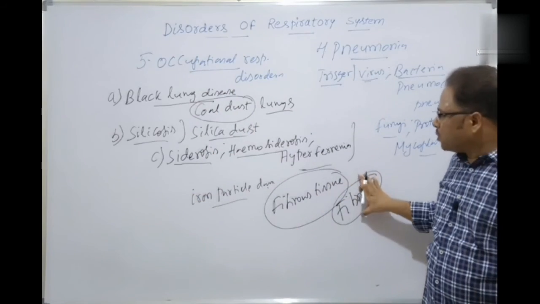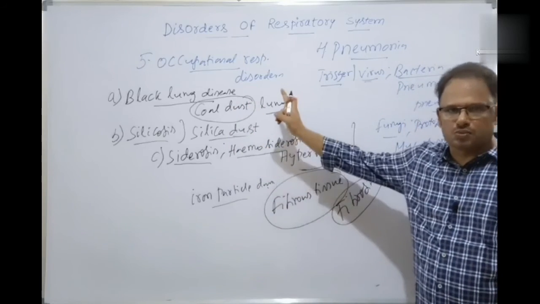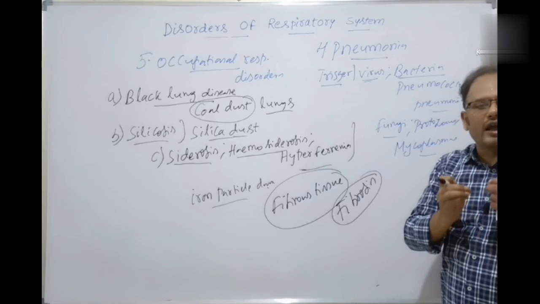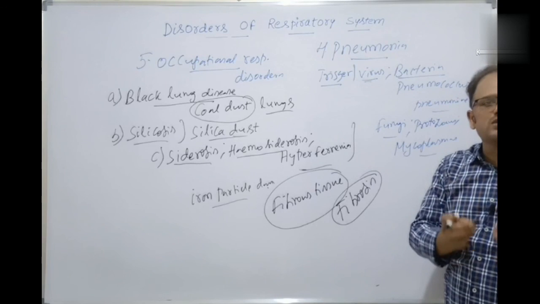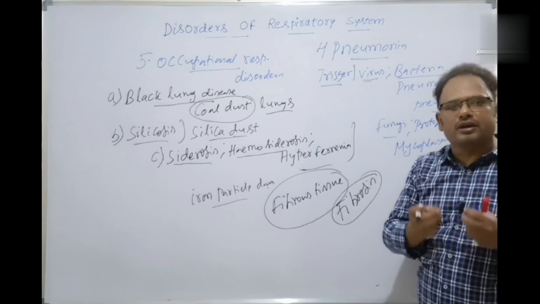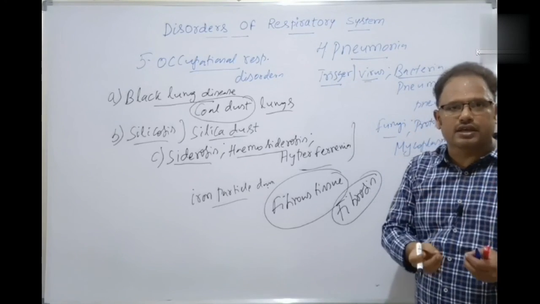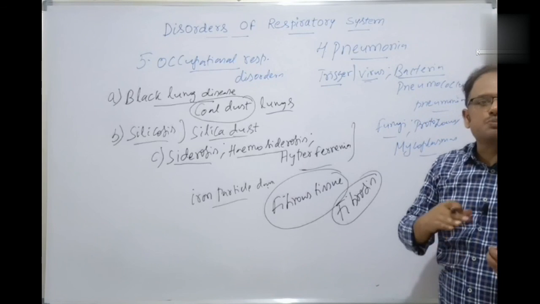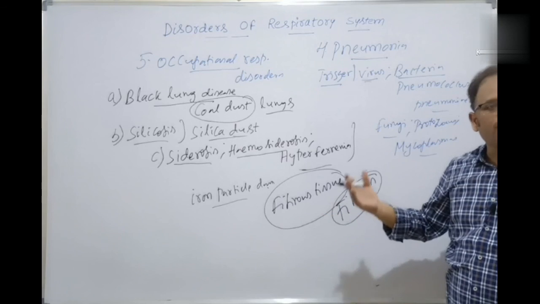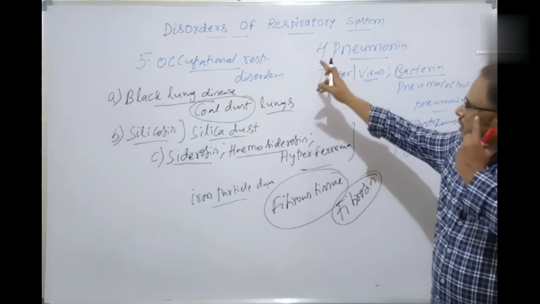So fibrosis is seen in all such diseases, the occupational respiratory disorders. If the fibers are accumulated, the lungs lose elasticity and there is a severe impairment of the exchange of gases. In the severe cases, there may be some respiratory failure also, which may lead to death. So these are disorders of the respiratory system.